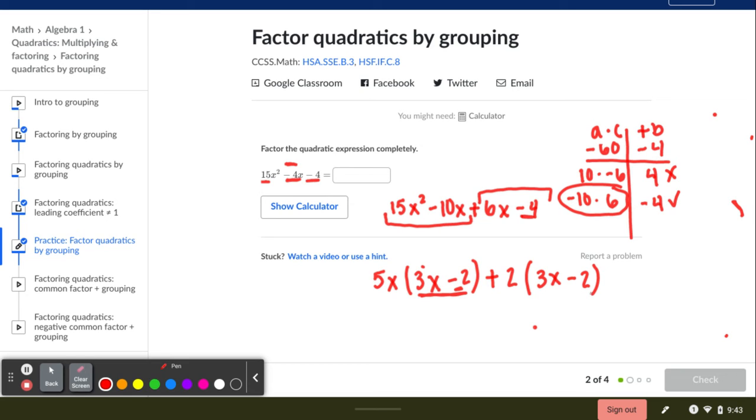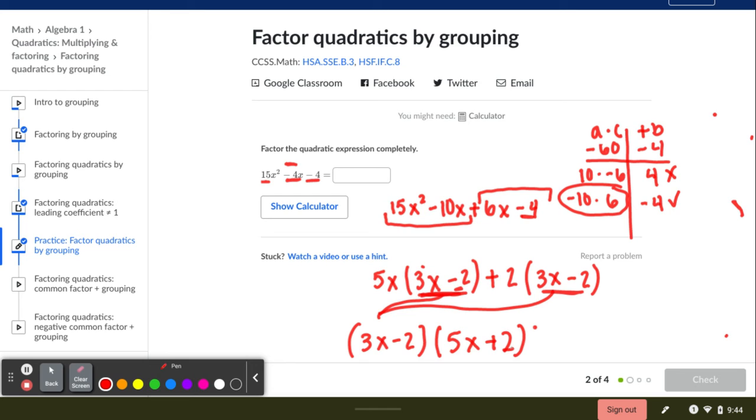And that worked because I need this binomial to match this binomial. That way I can factor the binomials out, like reverse distributive property. So I have 3x minus 2 times what's left, which is the 5x plus 2. So these two binomials multiply together to be 15x squared minus 4x minus 4.